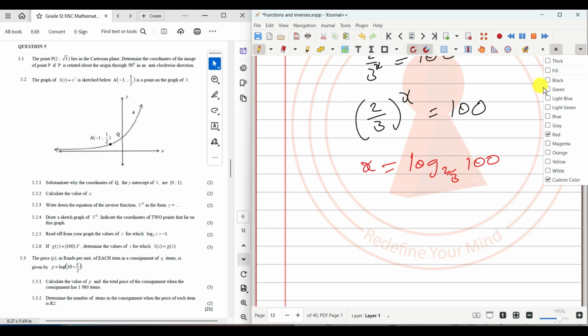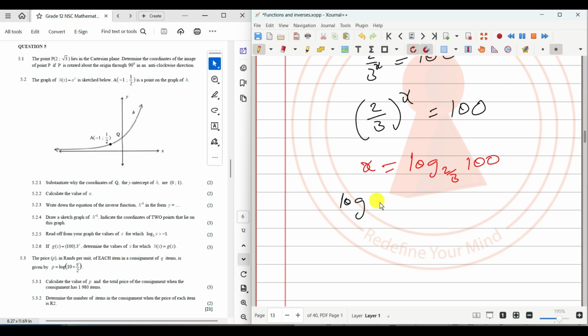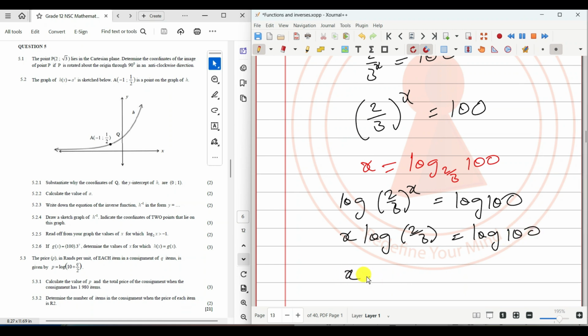But I want to show you, when you log both sides, it will be log of 2 over 3 to the x equals log 100. And we have x log 2 over 3 equals log 100. Therefore, x equals log 100 over log 2 over 3.